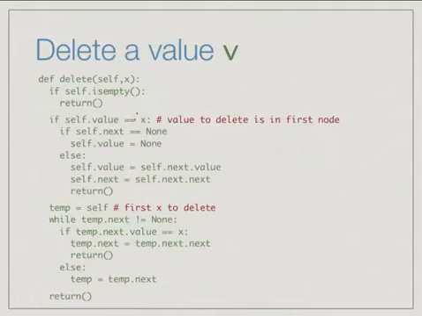So just for completeness, here is the full function. So this was the first slide we saw, which is the case when the value to be deleted is in the first node. And this is the second case when we walk down the list looking for the first X to delete.